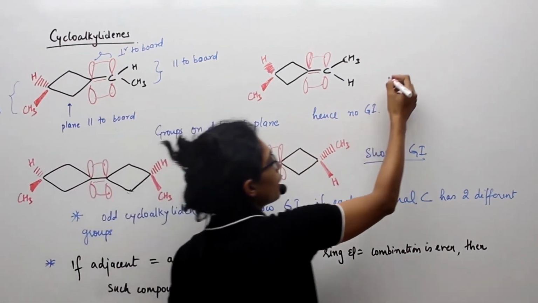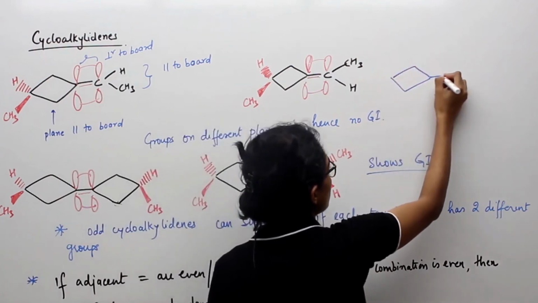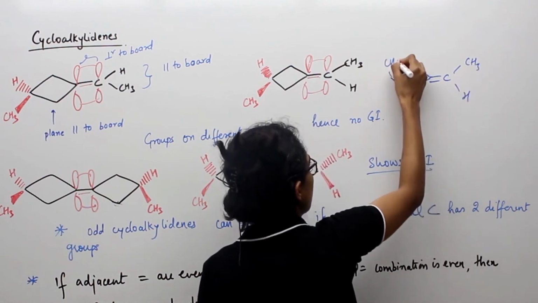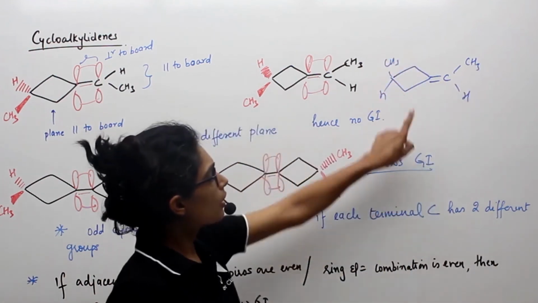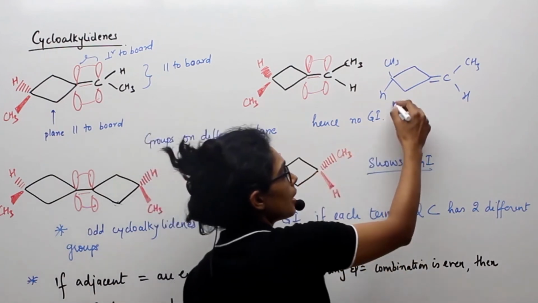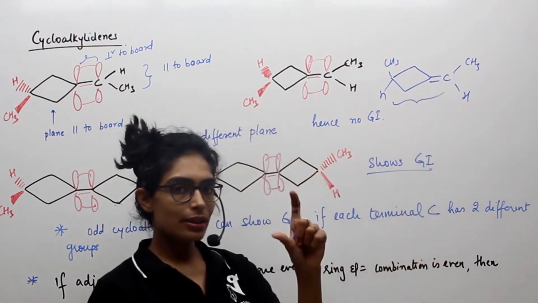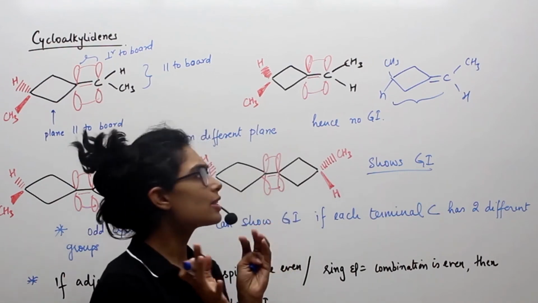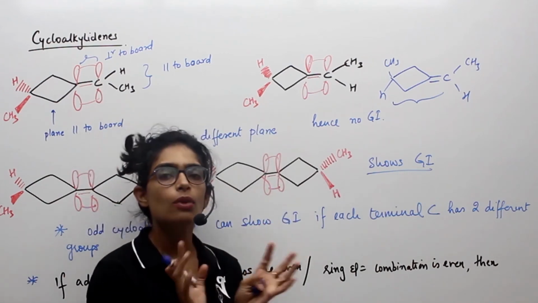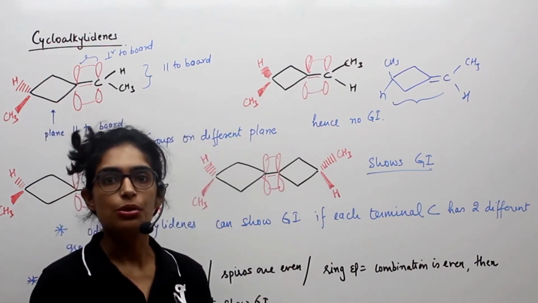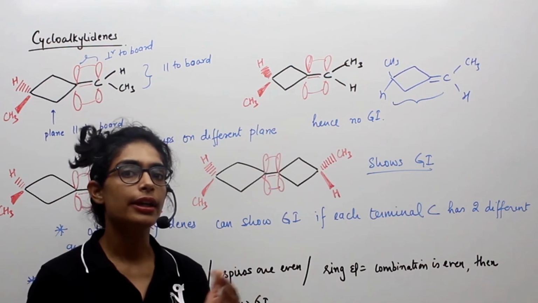First example is this. I'll just draw the normal form of it, and then we will try to understand. This is my compound. Here I have a cyclic chain and a double bond. So basically this is an even cycloalkylidene, one cyclic chain and one double bond. Now we will see the not exactly orbital diagram, but somewhat an orbital diagram of it. We will try to see how the things are distributed in different planes, so that we can figure out whether GI can happen or not.